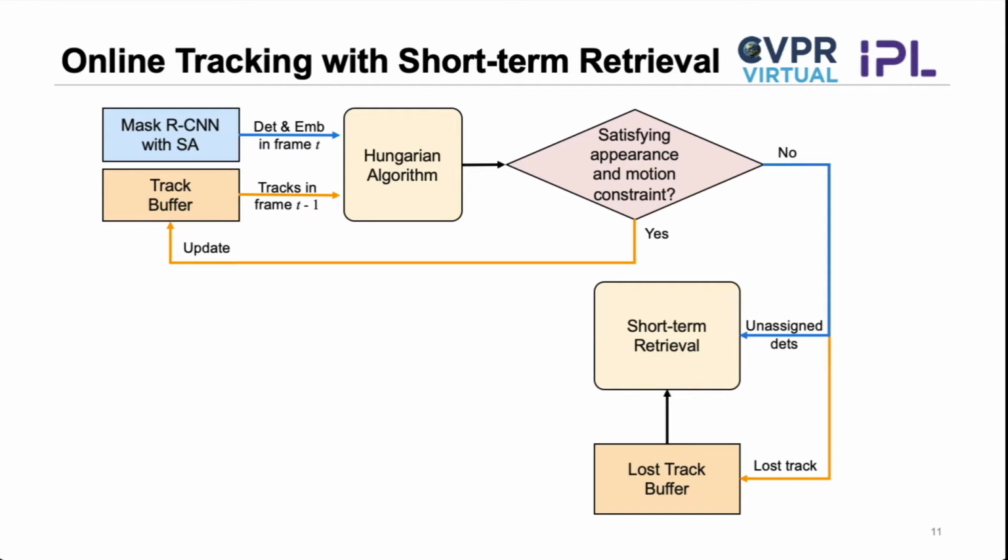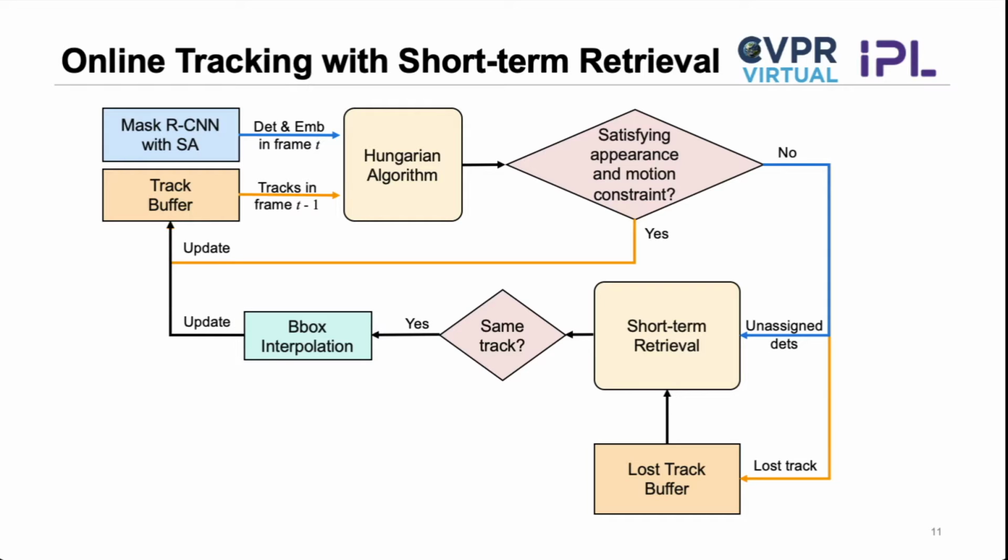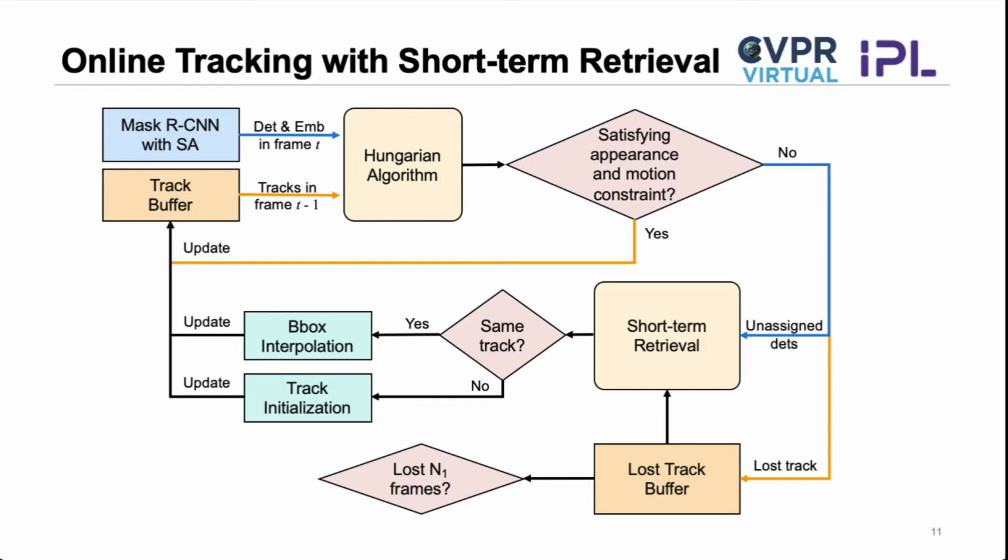Unassigned detections and the lost tracks are reconsidered for alignment with looser constraints in the short-term retrieval module, STR for short. STR matched tracks are updated and conduct possible bounding box interpolation. If not, then new detections will be initialized as new tracks. Besides, lost tracks are checked periodically to see if they are lost for too long, if there's no record for the previous N1 frames. These tracks will be marked as terminated and no longer valid for the above online matching.